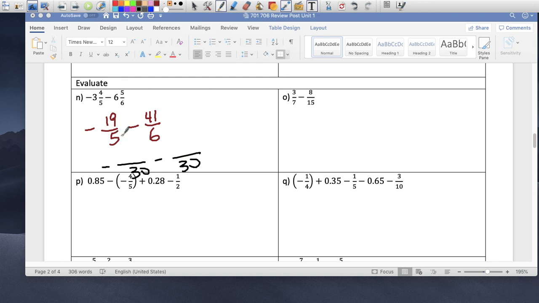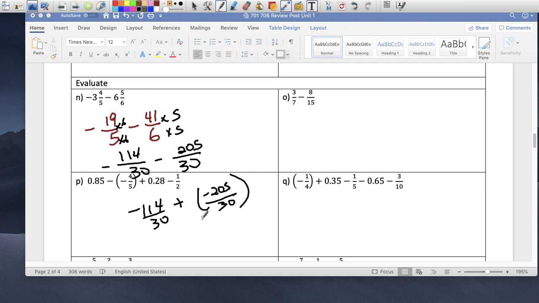And 30. But this is times 6, and therefore times 6, which is 54, goes 5, 114. Here is times 5, so on the top is times 5, so I'm going to get 205. Negative 114 over 30, plus, right, because I'm going to change the subtraction to addition, negative 205 over 30. They're both friends, so it's going to be 30 at the bottom and negative, right? 114 plus 205 is going to be 319, which you can change to a mixed number if you like.